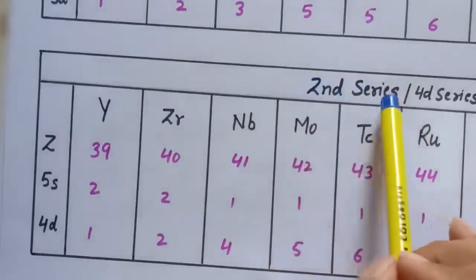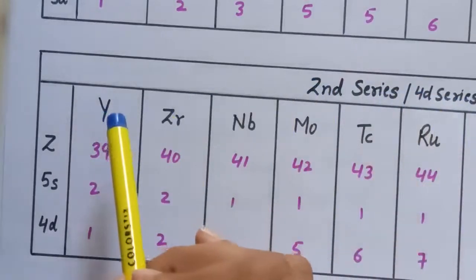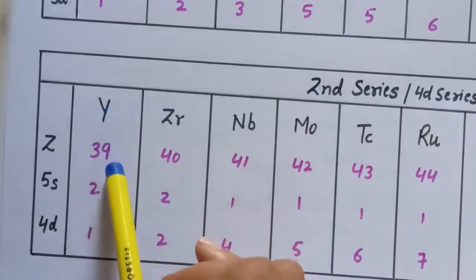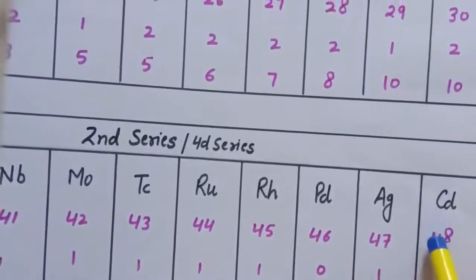Similarly, we have the second series, also known as the 4d series, and it consists of elements from atomic number 39 to 48.